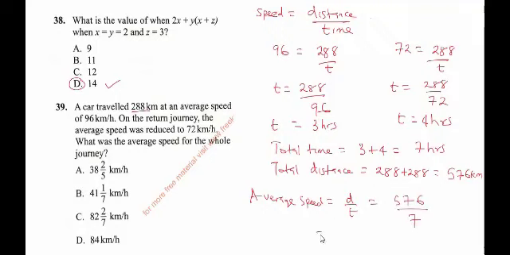Now, when you do this division, you are going to get 82 whole number 2 over 7 kilometers per hour. So when you do your long division of this, you're going to get this. So the correct answer here is C. So as easy as that, you can solve these questions.